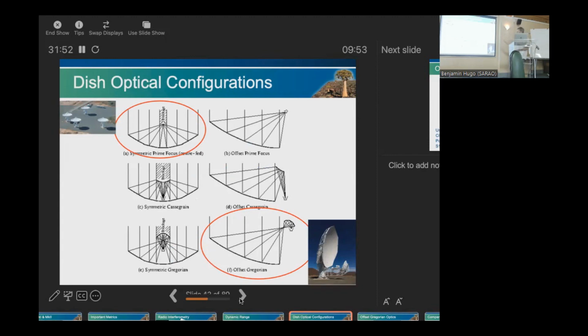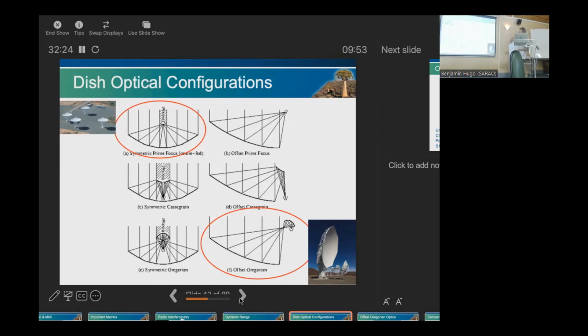KAT-7 used a very, very simple dish geometry, which was just a parabola with the receiver stuck in the middle. And so the radiation comes down and gets focused on that receiver. That's nice and simple and everything else. But the thing is, the receiver's then sitting in the middle of the aperture, and that receiver needs to be held with struts, and all of that stuff gets in the way of the aperture. And what that does is it really messes with the beam. It causes all sorts of horrible side lobes.